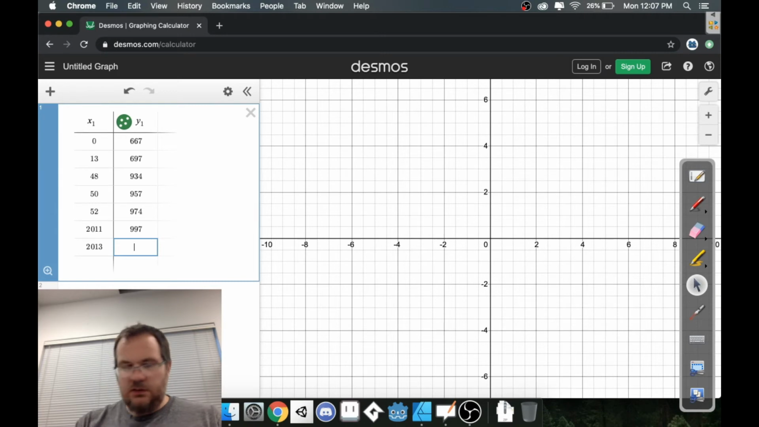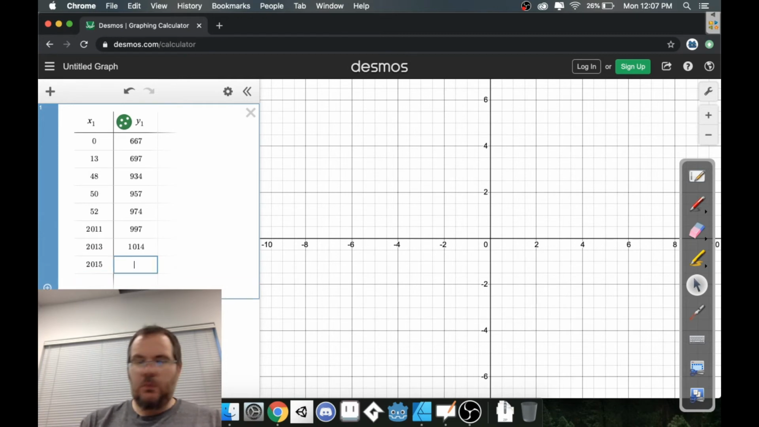And that had a population of 1,014,000. Oh, I guess I just have to enter as 1014. Don't put in the comma. All right, good to know. Next is 2015, and that had a population of 1,030,000.